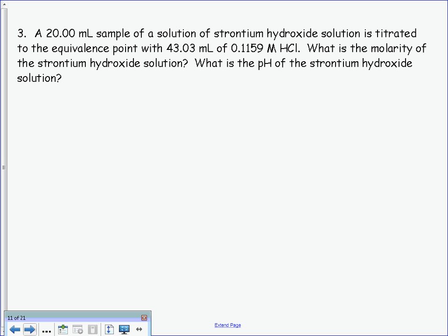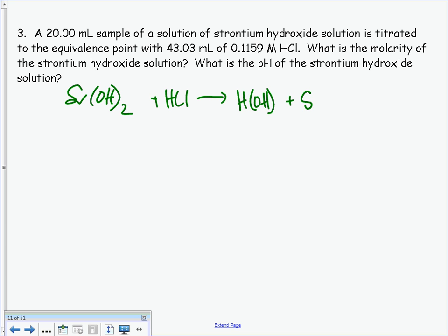All right, what's our BCE, guys? Strontium hydroxide, Sr(OH)2, right, plus HCl gives HOH. Good. So strontium chloride, SrCl2. Where do you need balance? Okay, so now we've got one that's not a 1-to-1. That's why I wanted to do this one.